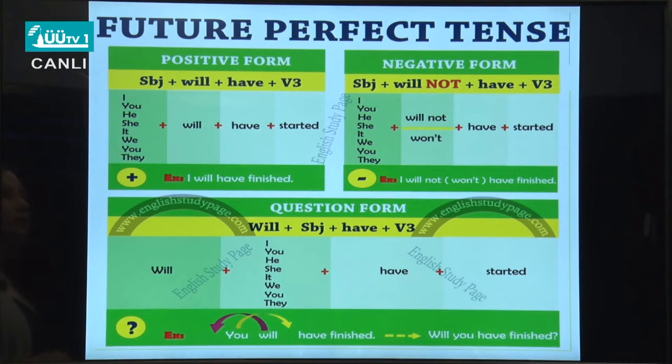So, positive form: subject, will, have, verb 3. Negative, the same thing, we have not after will. And also the question is like that. We just change the places of subject and will. You will have finished. Will you have finished?